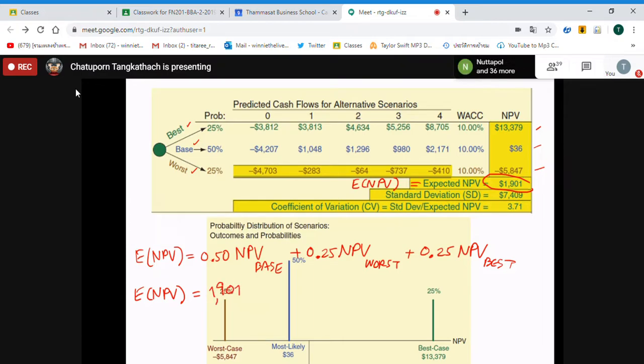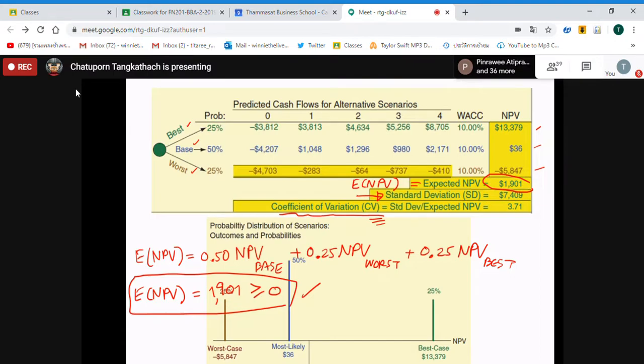1,901. In fact, when we analyze the project and decide to accept or reject it, we are going to compare 0 with the expected NPV, not the base case NPV that we discussed last time. This is the whole process for calculating the cash flow like this. After you get the average or expected NPV, you may calculate the other two statistical properties that we studied earlier, standard deviation and also coefficient of variation.